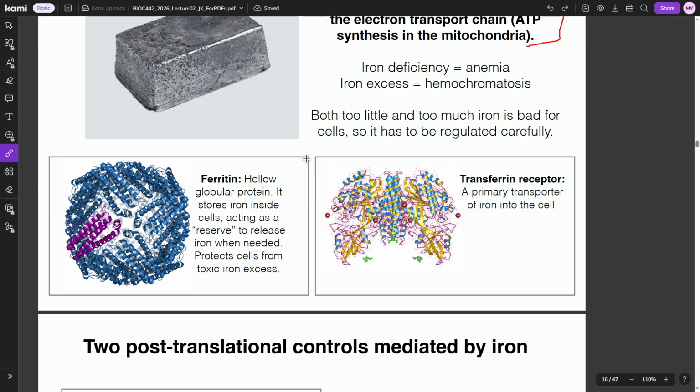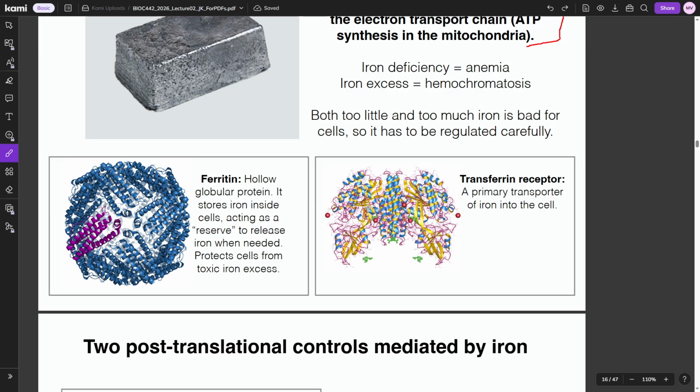Talked about ferritin, talked about transferrin. So you guys are going a little bit more in depth into these. So ferritin is a globular protein. It stores iron inside cells, and it acts as a storage system, similar to how glycogen is a storage of glucose. That's what ferritin is. It's a protein that stores.